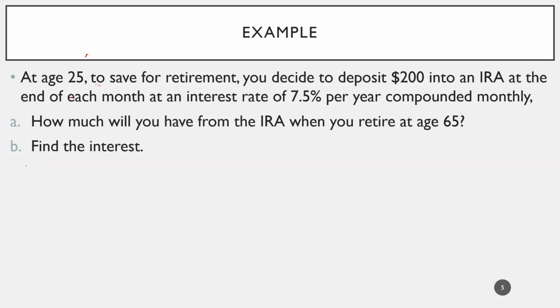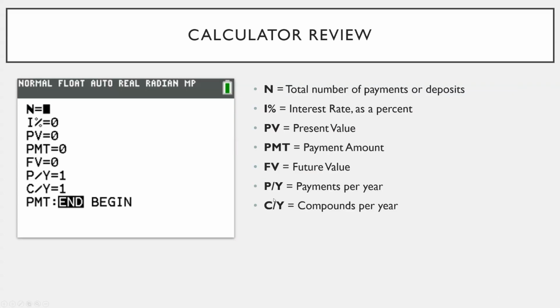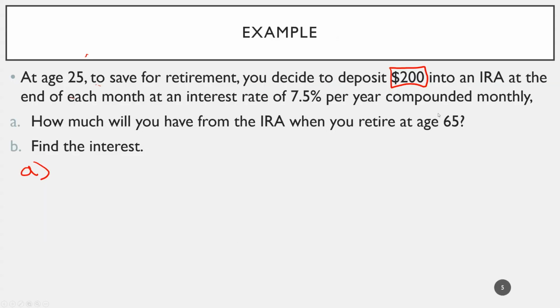How much will you have from the IRA when you retire at age 65? Okay, all right, so let's talk about what's given. How much are you going to be depositing? So looking back at our calculator, the payment amount, how much you're paying each month, is $200.